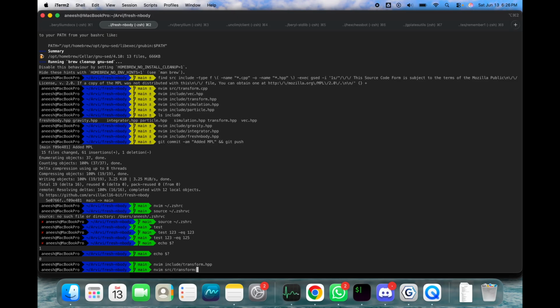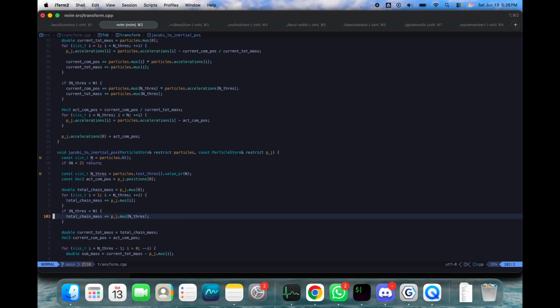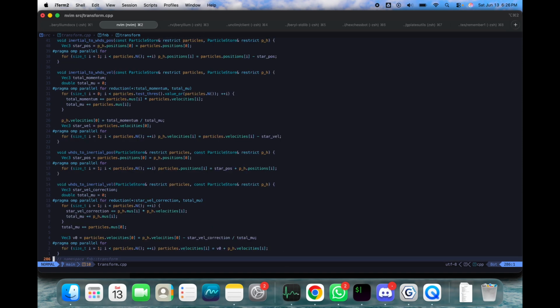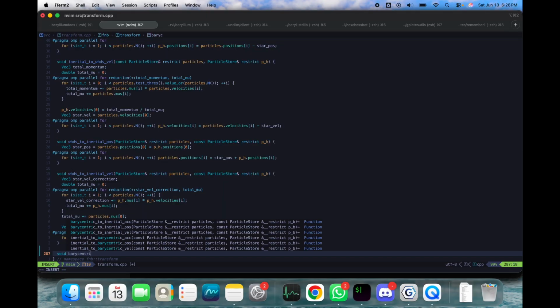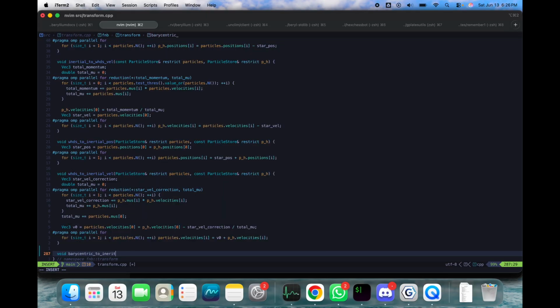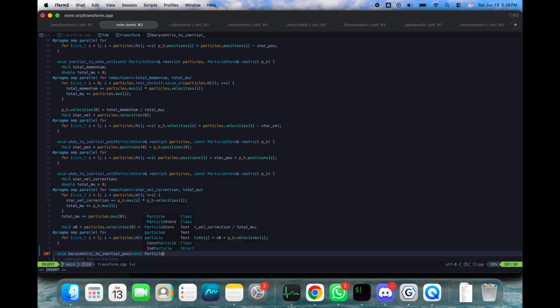So, transform.cpp. Okay, going down, there we go. Void barycentric to inertial. So it'd be const particle store particles and particle store PB. Yeah, I think so.